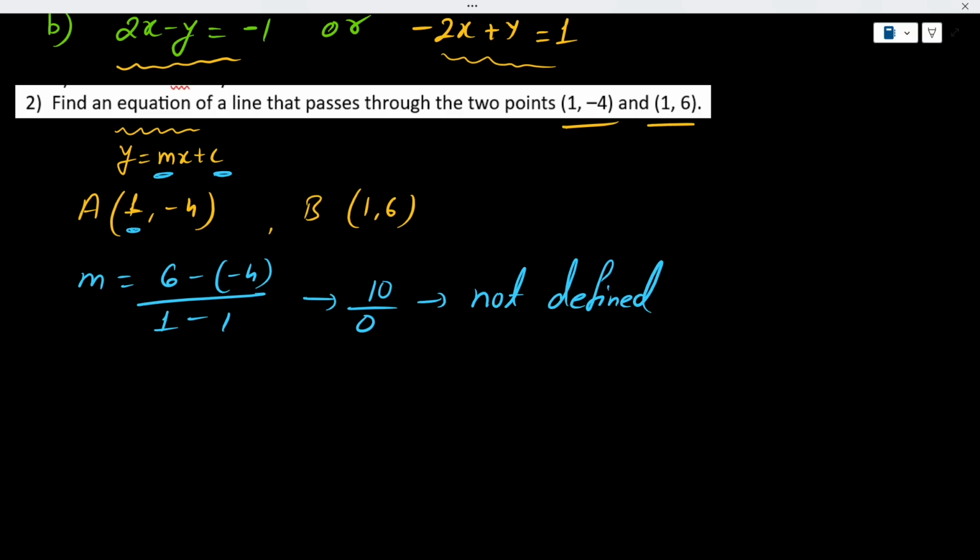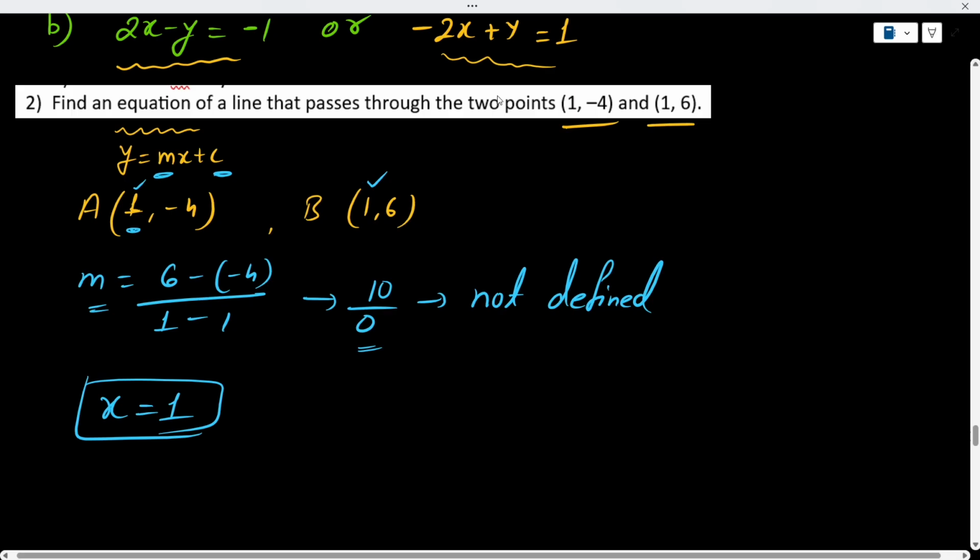Then you know that if the gradient is not defined, it means that for different y values x is fixed, and you can see that x is fixed. So the equation of the line is going to be x equals 1. You need to remember this. The moment you check the gradient, you will understand that whenever the denominator is 0, your x is fixed, right? So your equation of the line is going to be x equals 1.